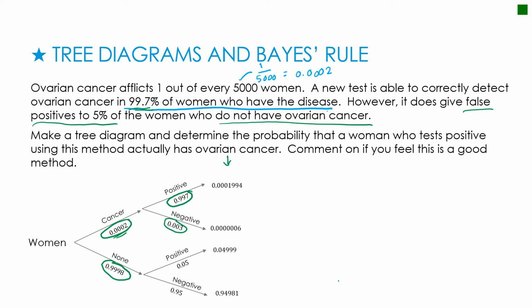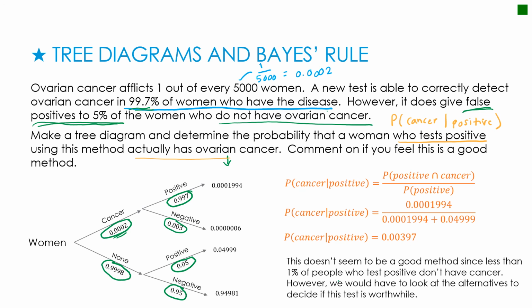Again, the negatives would be everybody who didn't get a positive. The other one says it gives a false positive to 5% of women. So again, the 5% goes here, 95 here, false positive. And then I've multiplied to find my solutions. From here, what I'm looking for is essentially the probability that a woman who tests positive actually has cancer. So this is probability of cancer given positive. That is what I'm going for here.